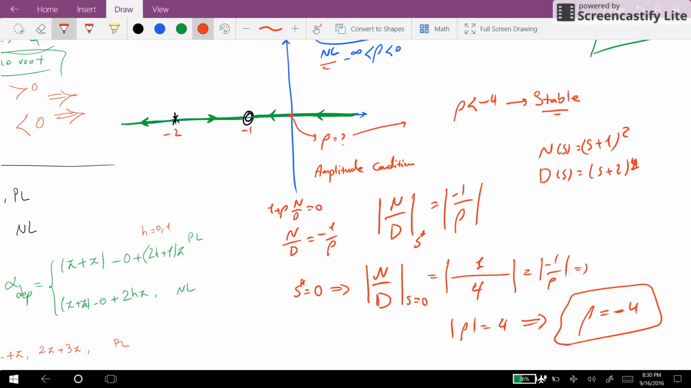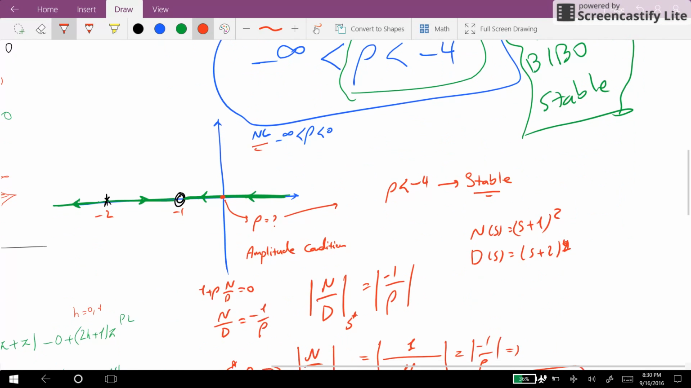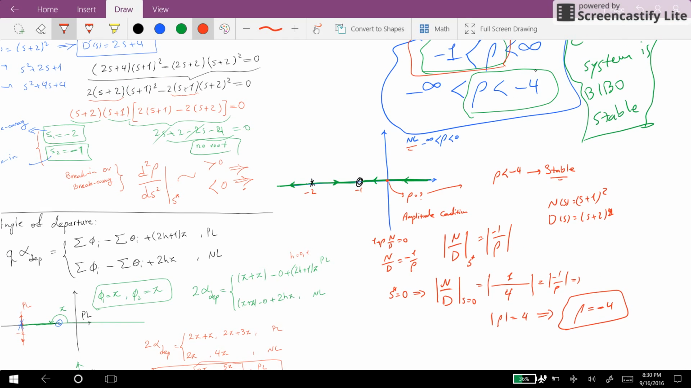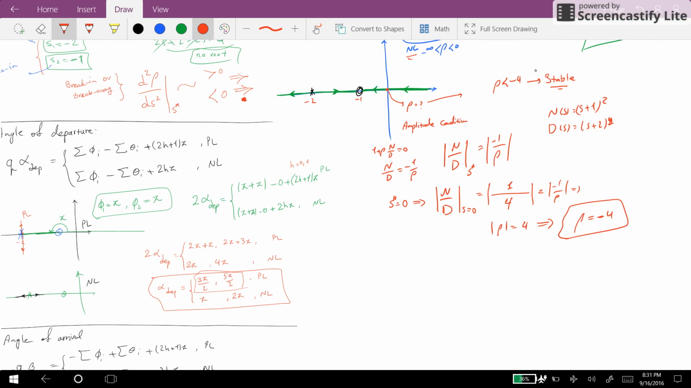Now we need to find out the other marginal value for rho, which is minus 1 here. And let's see how to determine it. It's a little bit tricky, because for that value, we will have one of the poles at infinity, somewhere here. And for that, we can write down the amplitude condition again. So we need to find n over d at s equal to infinity, or s going towards infinity, and it should be equal to the amplitude of 1 over rho.